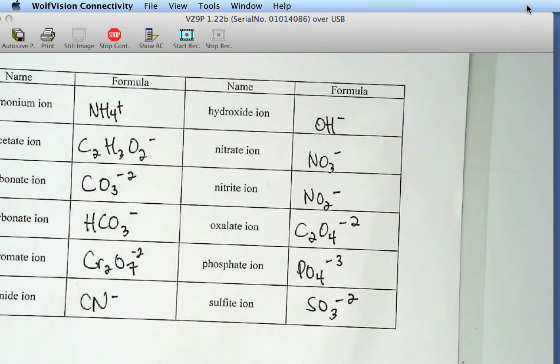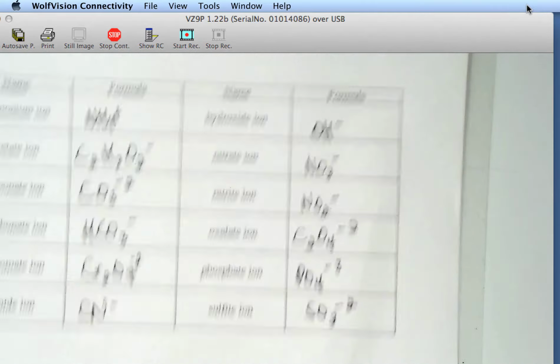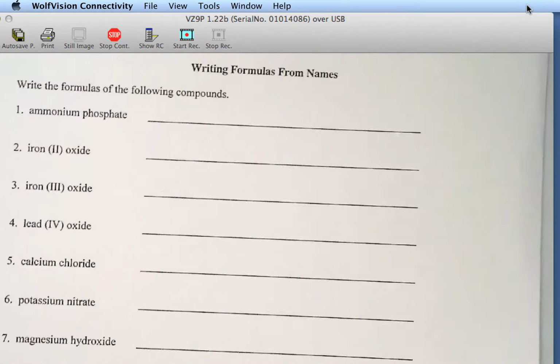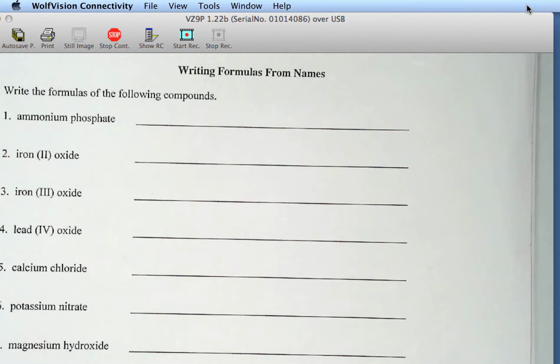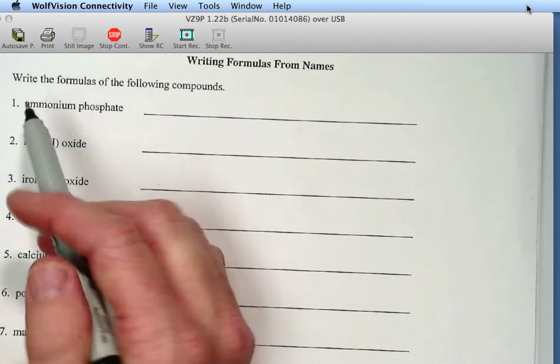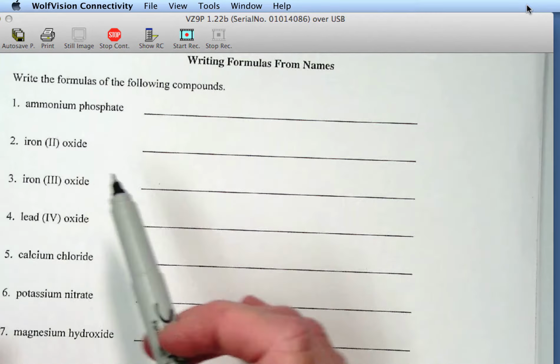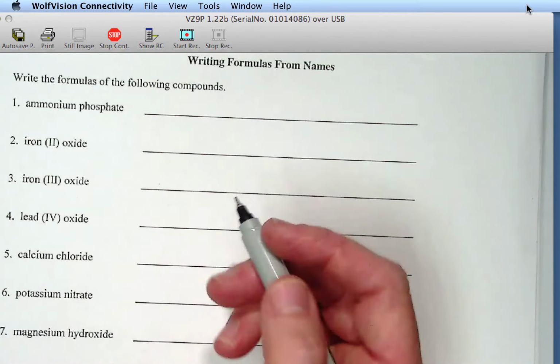All right, so we left off last time. We had written a lot of formulas. We'd gone through and written the formulas. We did the cross and drop. We were working on that. One of the things that I wanted you to practice was to write formulas from names. So on page 11, we'll go over these. Make sure you got the right idea. Ammonium phosphate. What's the formula for that?